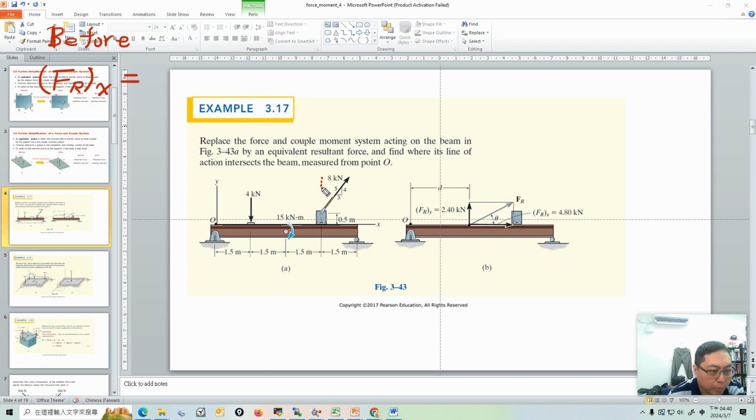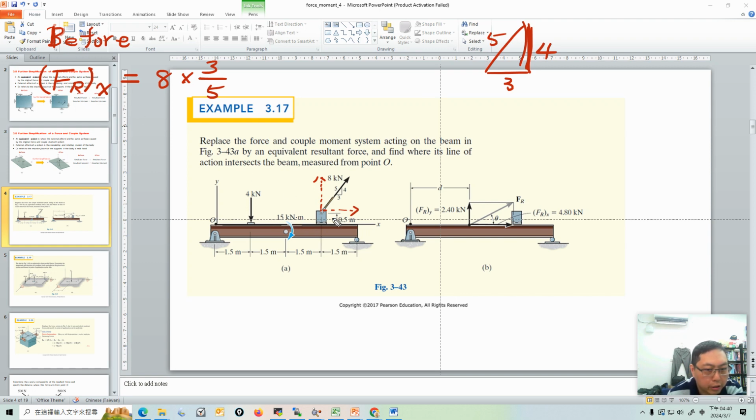Then we can decompose this force into X component and Y component. The X component gives you the information of the slope. Maybe the character size is too small. It gives you the information of the slope. So 8 kilonewton applies here, so the X component is 8 kilonewton times 3/5. Okay, and anything else for the X component?